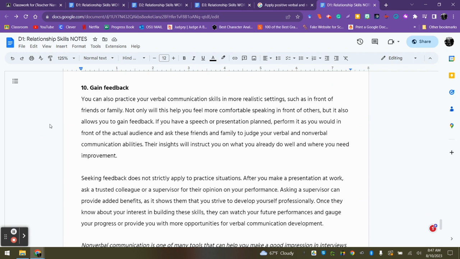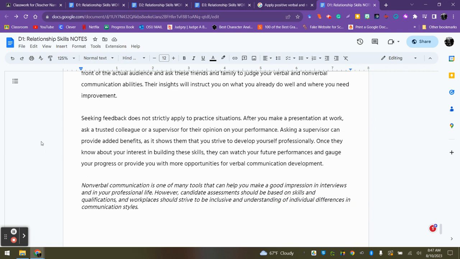You can also practice your verbal communication skills in more realistic settings, such as in front of friends or family. Not only will this help you feel more comfortable speaking in front of others, but it also allows you to gain feedback. If you have a speech or presentation plan, perform it as you would in front of the actual audience and ask these friends and family to judge your verbal and nonverbal communication abilities. Their insights will instruct you on what you already do well and where you need improvement.